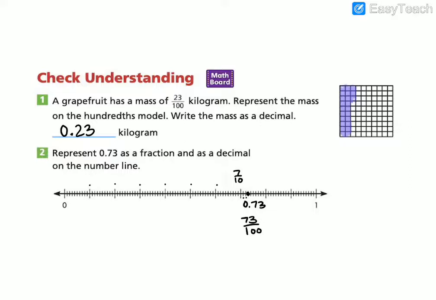All right, let's go ahead and check your work. You should have filled in 23/100 and shown 23/100 or 2/10 and 3/100. For number 2, I first found 7/10 on my number line. I then knew if I went 3/100 further, I would have 73/100. And here it is in decimal and fraction form.